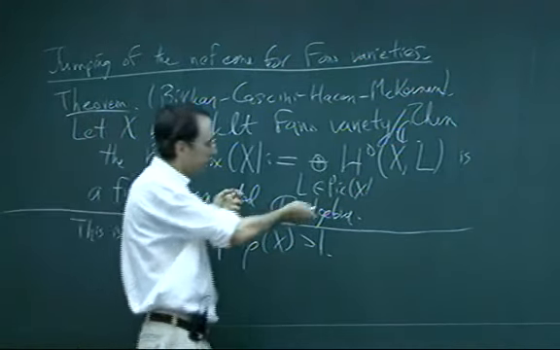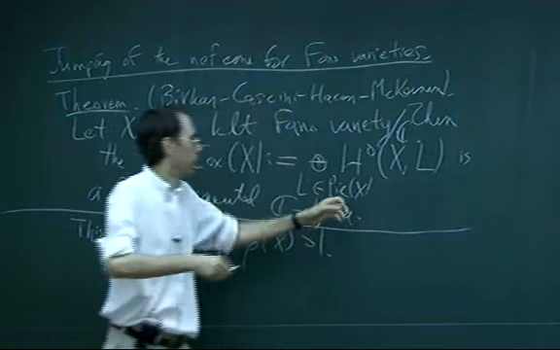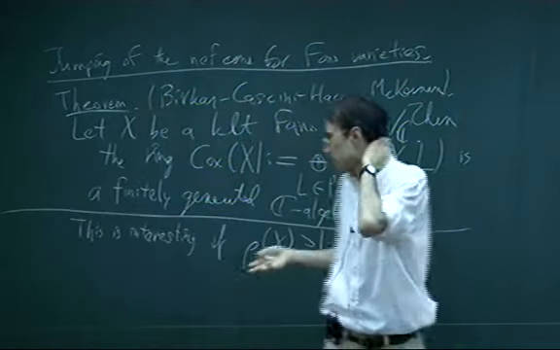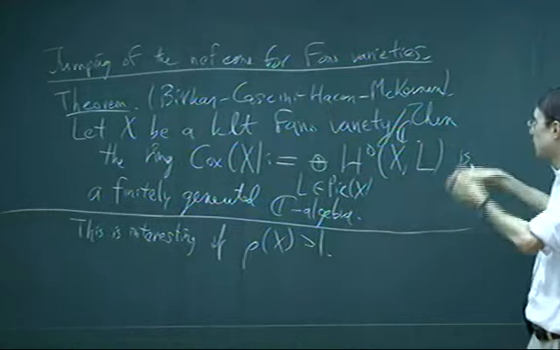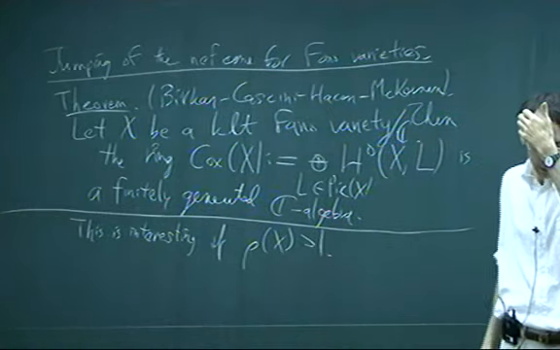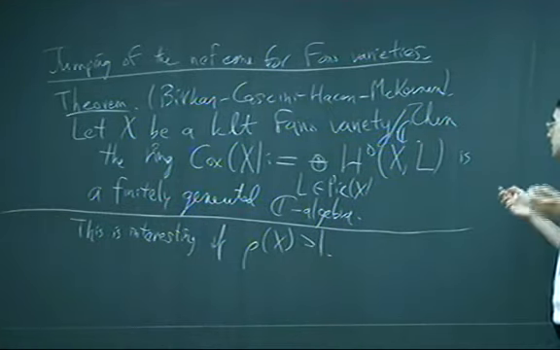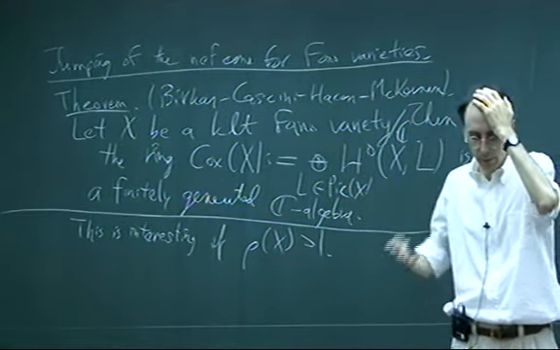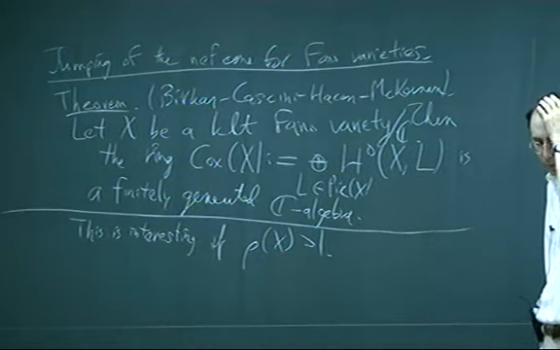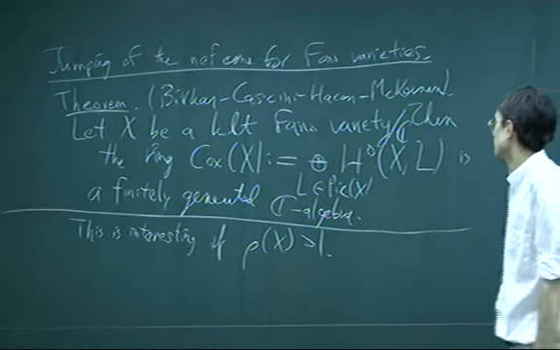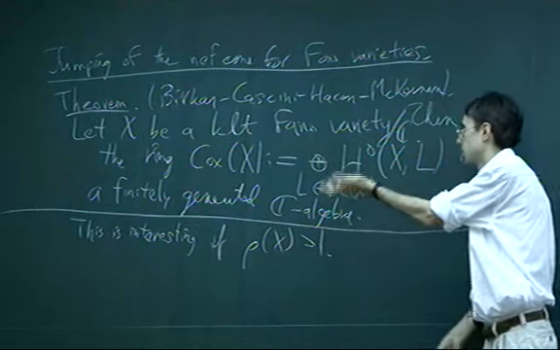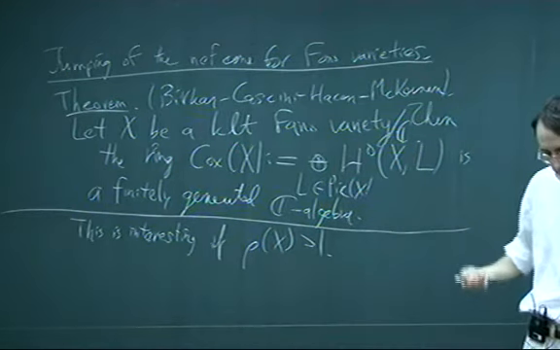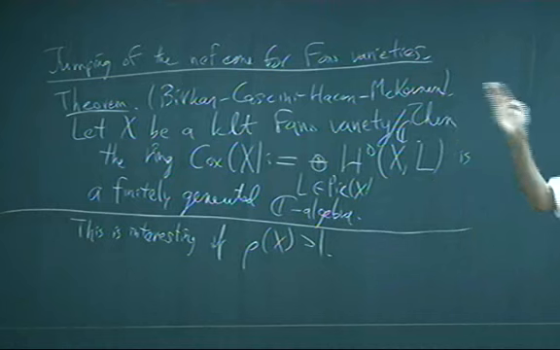Because if the Picard group has rank 1, then this is just the sum of sections of some ample line bundle and multiples of that. And if you take any projective variety and take sections of an ample line bundle and powers of that, you get a finitely generated ring. That's basically just the coordinate ring of X embedded in projective space. But if you take a line bundle on some general projective variety that's not ample, then if you look at sections of L and its powers, that's usually not a finitely generated ring.